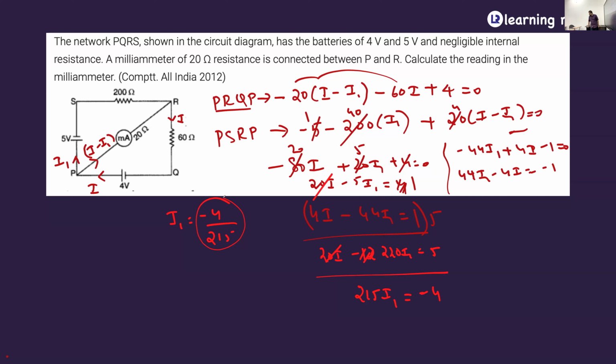Is that point clear? Similarly, substitute it back, find the value of I. Then I minus I1 will be the answer which they are expecting, because they are asking the reading of the milliammeter. Guys, am I clear or not? Right? So this is how you will have problems.